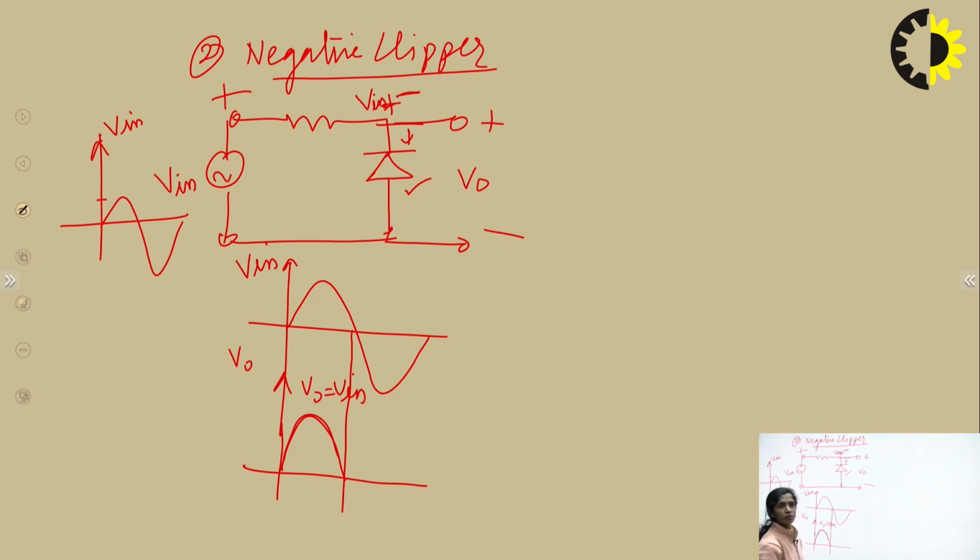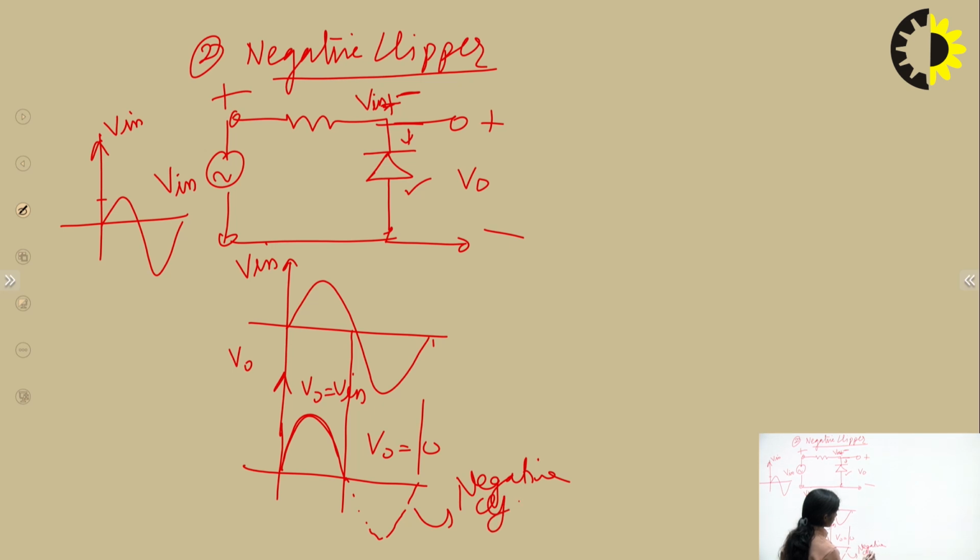But for negative cycle this diode will become forward biased and it will become short and output will be equals to 0 volt. So for negative cycle you will not get the output and we can say Vout equals to 0. So in this case negative cycle is clipped off. So this is how the negative parallel clipper circuit work in different cycle arrangements, that is positive cycle or negative cycle, and it can also work as positive clipper or negative clipper.